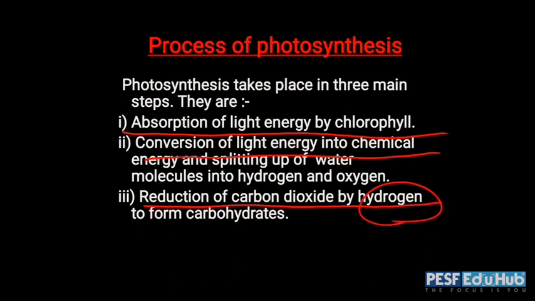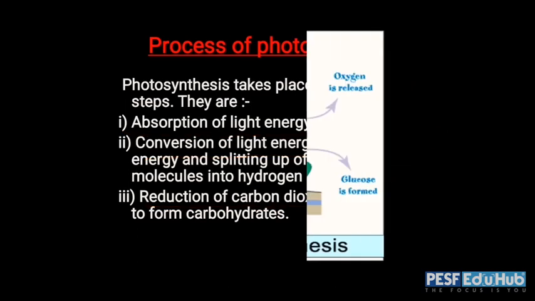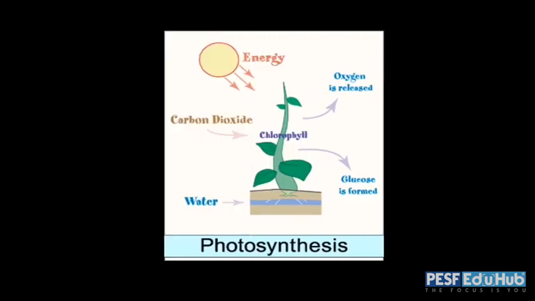Let us see photosynthesis in detail. This diagram shows that the sun gives light energy. That light energy is captured by chlorophyll present in the chloroplast of the plant leaf. Carbon dioxide is obtained from the atmosphere through stomata. Water is absorbed through the root, and minerals are also absorbed through the root. Then from the leaf, glucose is formed and oxygen is released.